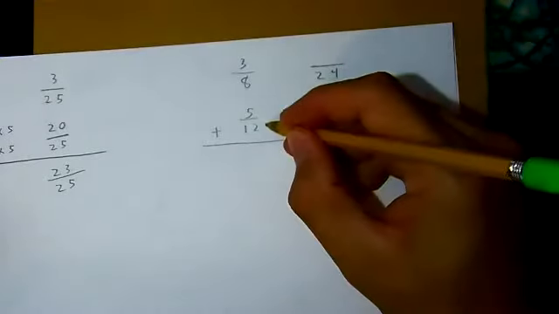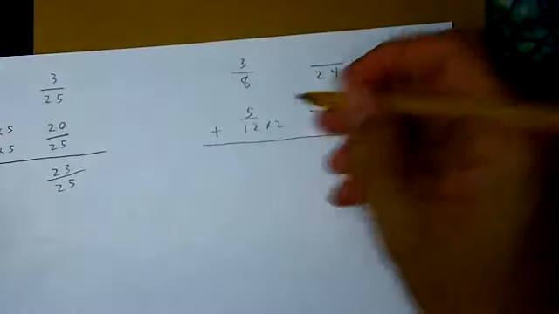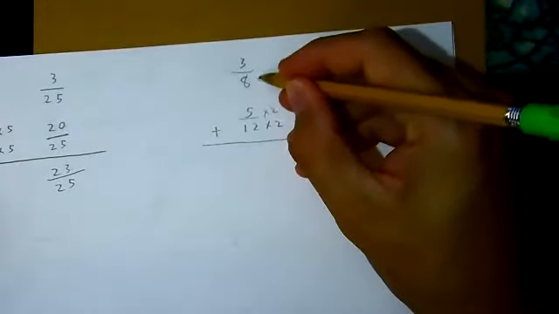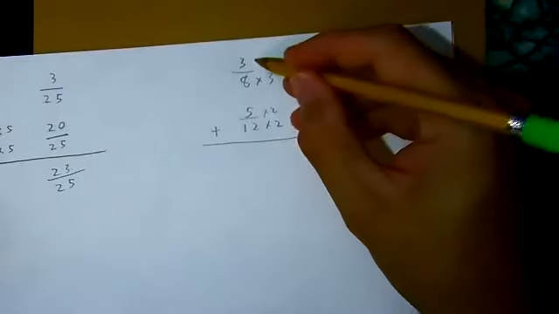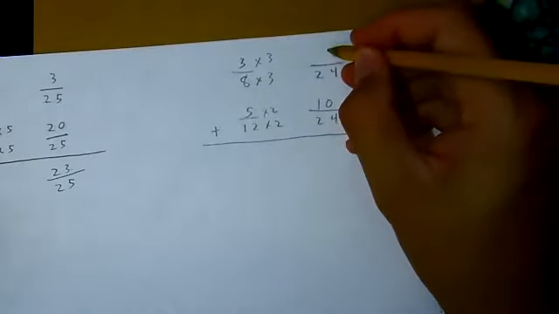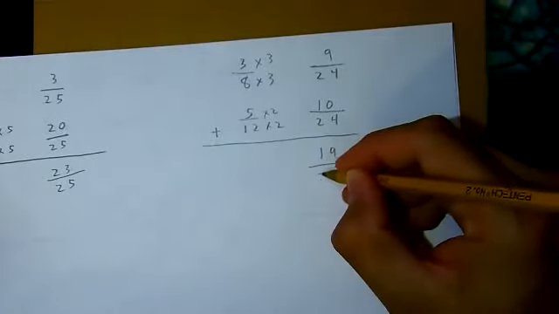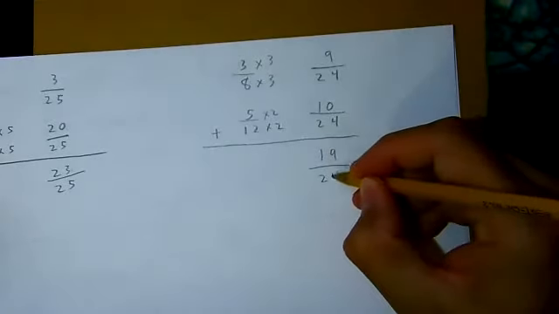So down here you have to multiply 12 times 2. So 5 times 2 is 10. 8 gets multiplied by 3 to make 24, so that's multiplied by 3 to make 9. 9 plus 10 is 19 over 24, and you're finished.